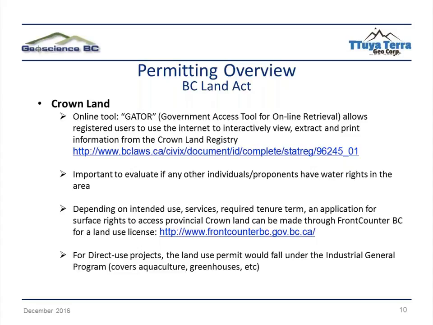And depending on the intended use, services, and the required tenure term, an application for surface rights to access provincial Crown land can be made through the Front Counter BC website for a land use license. In particular, for direct use projects, the land use permit would fall under the Industrial General Program, and this program covers things like aquaculture, greenhouses, etc.